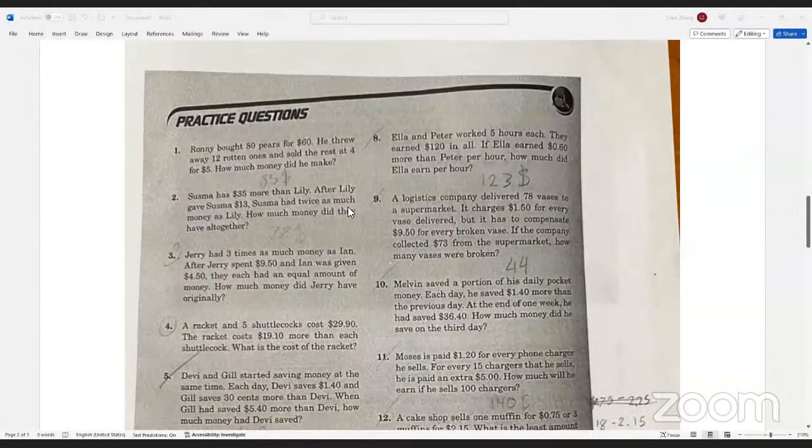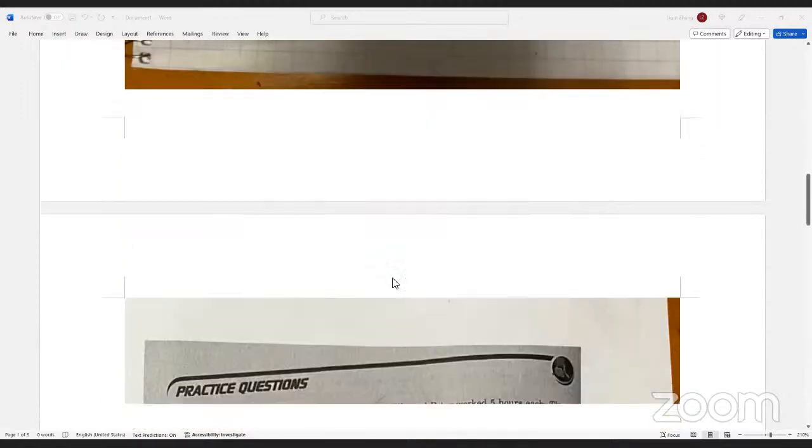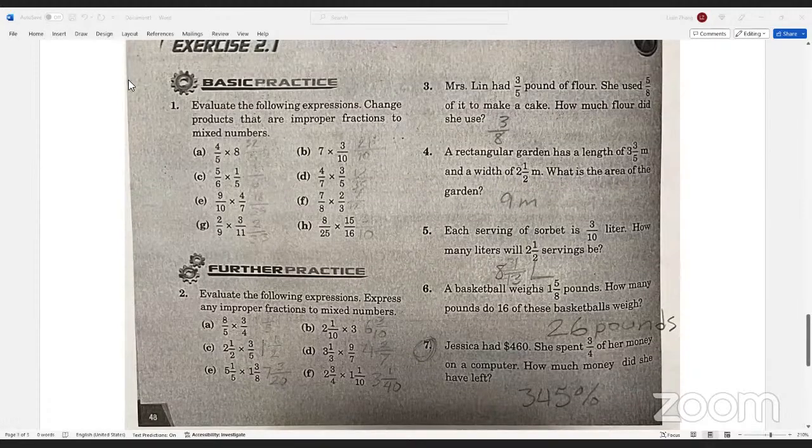Screen. So now you can see it, right? Okay, your mom said you have some difficulties with problem solving, right? And I have checked the practice for fraction. We're going to start from here, okay?